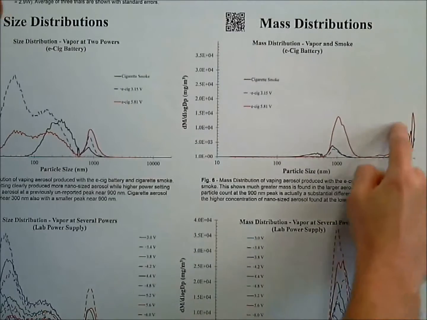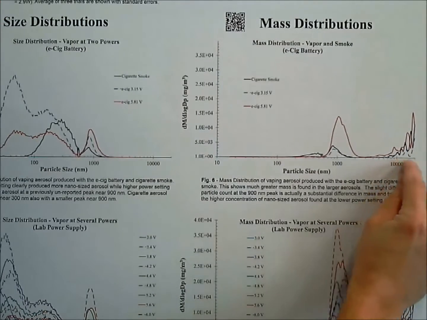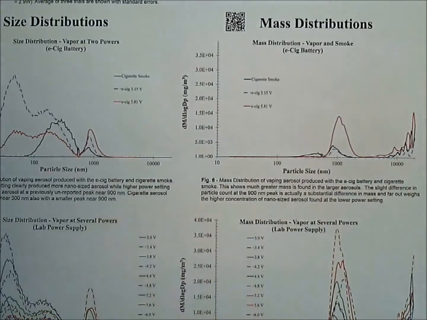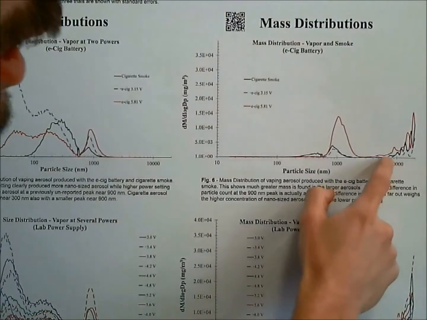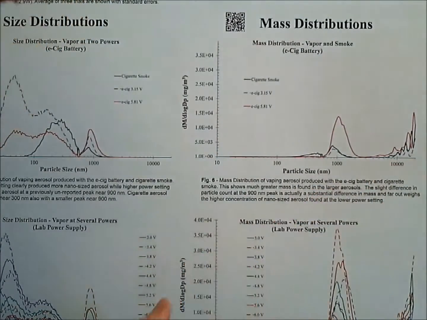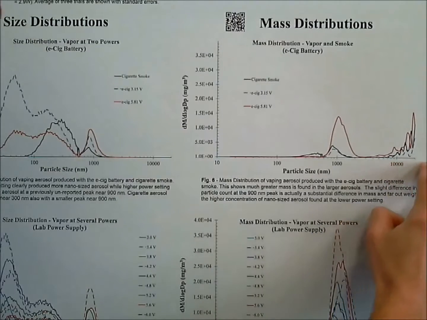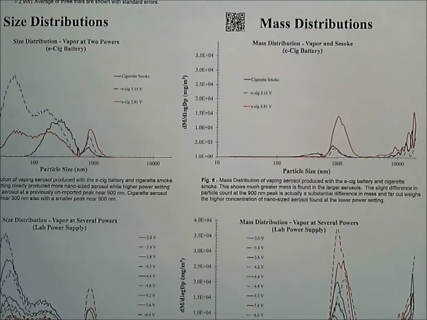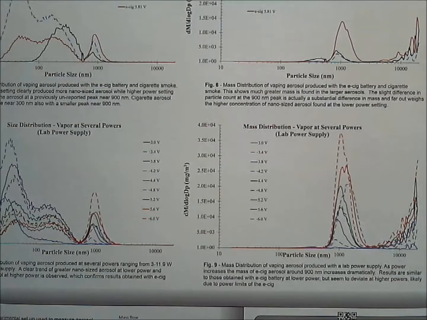Again, we should point out that there is a lot of mass found in these relatively few particles at 5 microns and up, but we should note that 10 micron to 20 micron particles deposit in the upper respiratory tract.